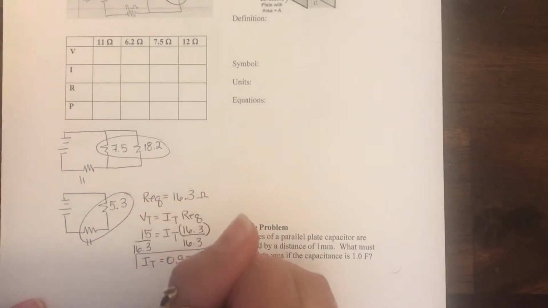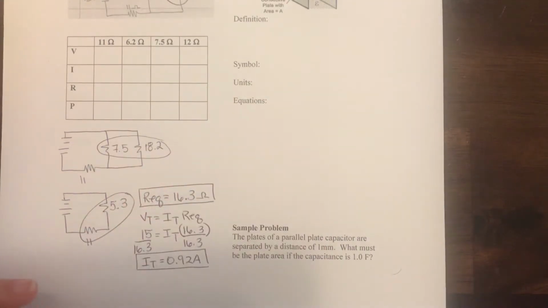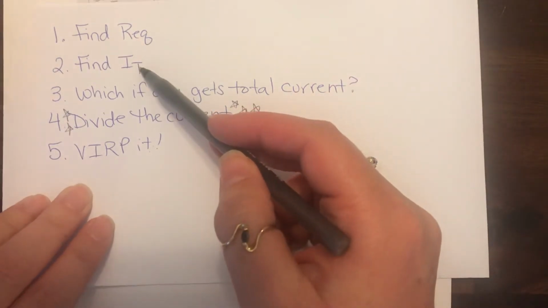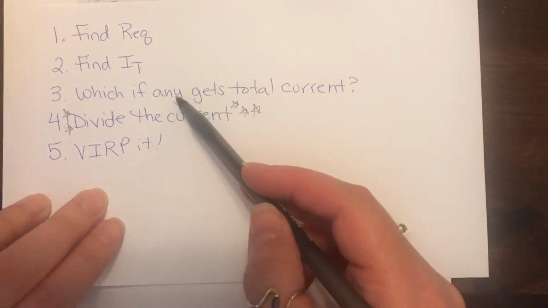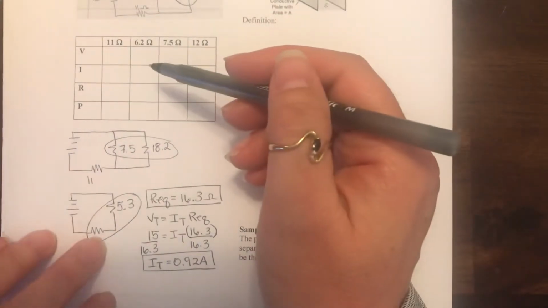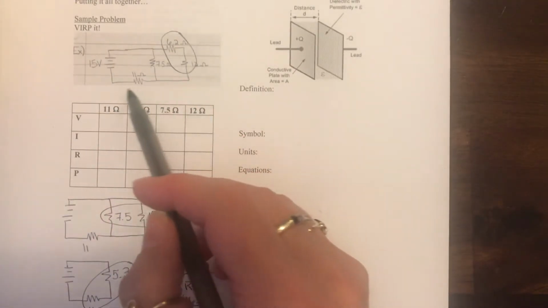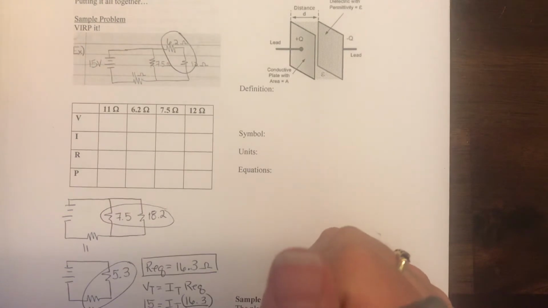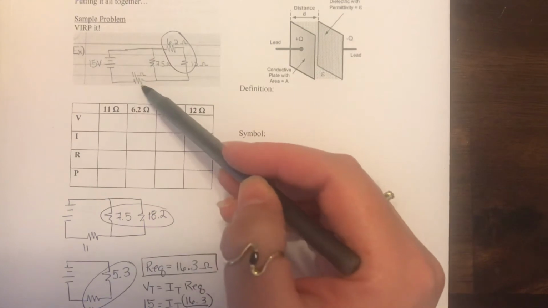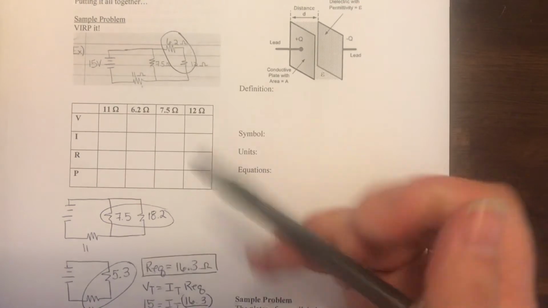I'm going to box this because I can. All right, there we go. Back to my problem solving steps. Step number 2, found IT. Step number 3 says which, if any, gets the total current. So which, if any, of these resistors gets the total current? Okay, what do you think? For me, I would say there's only one resistor that gets the total current, and that one would be the 11. The current gets divided through all the rest of them, but the 11 gets the full dose.